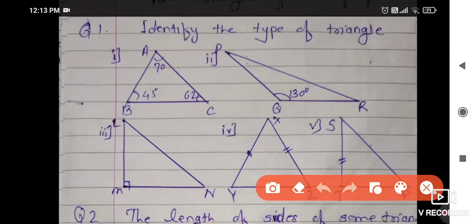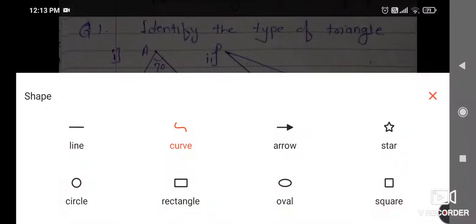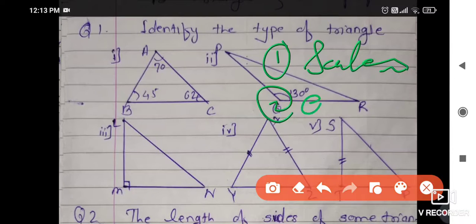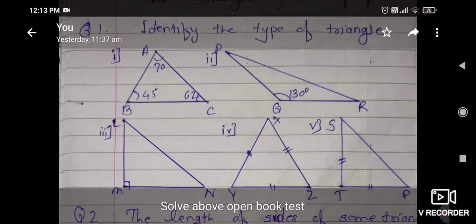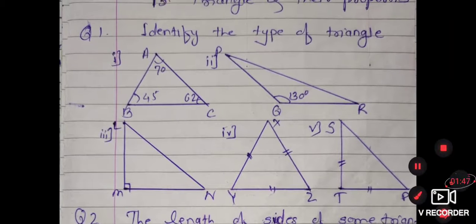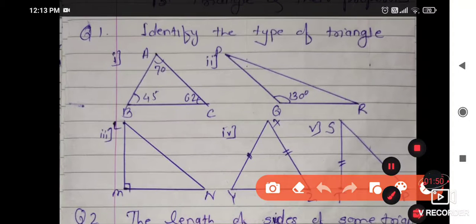another 3 types are there. First, scalene triangle, whose all sides are different. Second, equilateral triangle, whose all sides are congruent to each other, means all sides have equal measure. And third triangle that I told you is the isosceles triangle. The meaning of it is that the triangle whose two sides are congruent to each other is called the isosceles triangle.